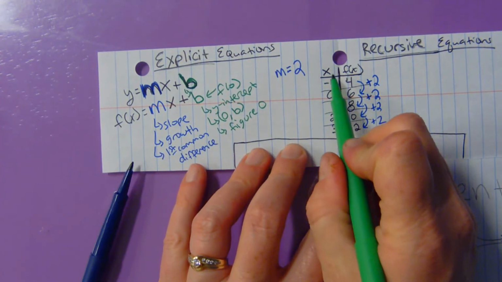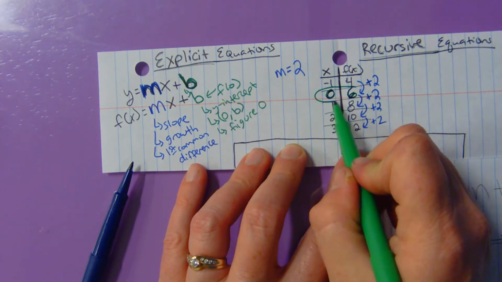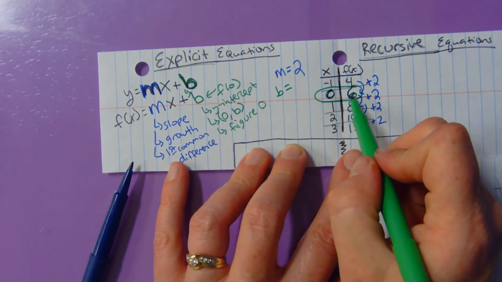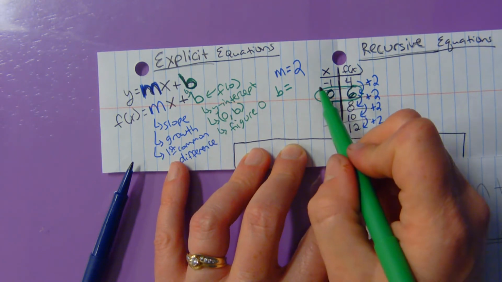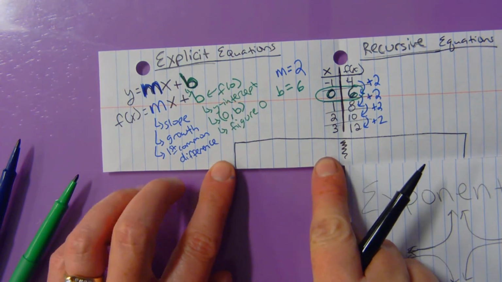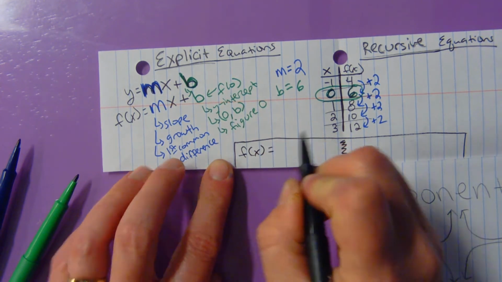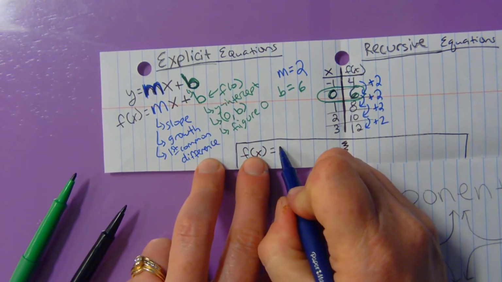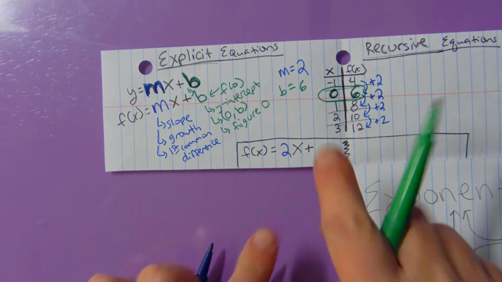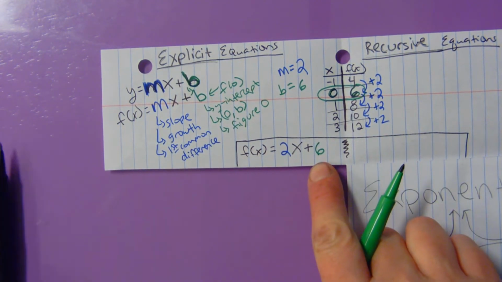And the y-intercept is when x is 0. So that's 0, so f of x is 6. So that's my y-intercept. So I can say b equals 6, and b is the value when x is 0. And so now if I want to write my equation down here, I have f of x equals, my slope is m, so I have 2 times x plus, and my y-intercept is 6. So there is my explicit equation.